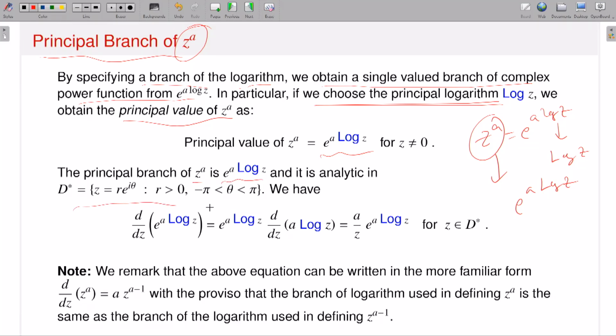And it is analytic wherever the principal logarithm capital Log is analytic, where theta runs from minus pi to pi, with theta not equal to pi. That is very important. Not only that, as in real analysis, the same thing is true for the derivative: d/dz of e to the power a log z is e to the power a log z times the derivative of a log z, and it turns out this is equal to this one for z in the domain. So this is the corresponding derivative formula.